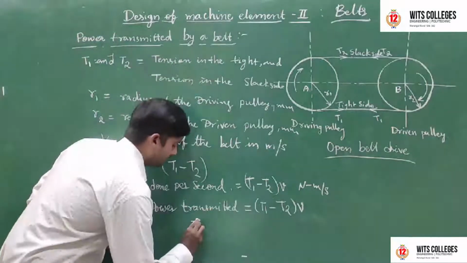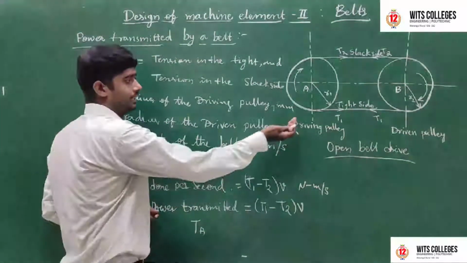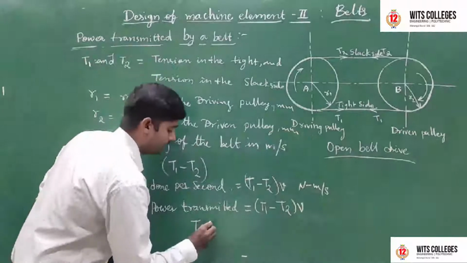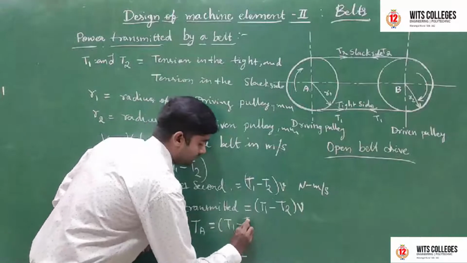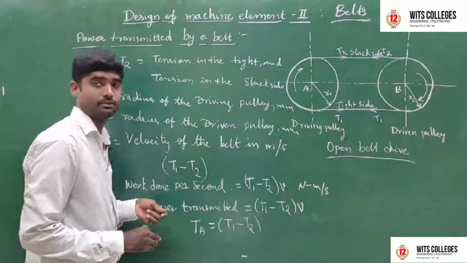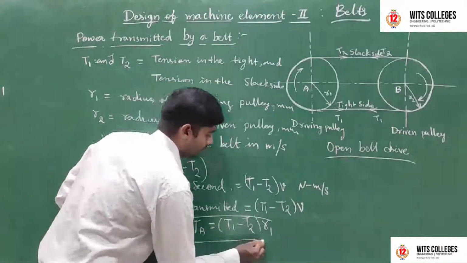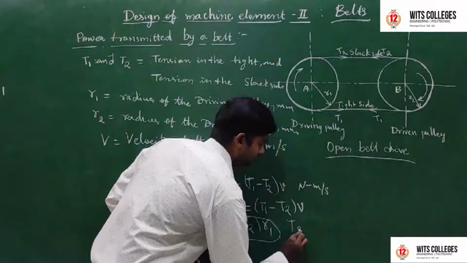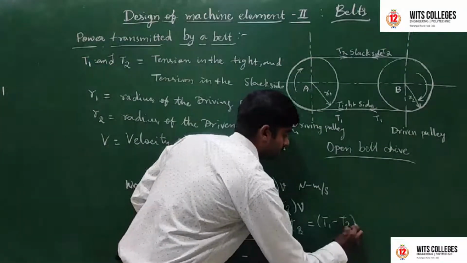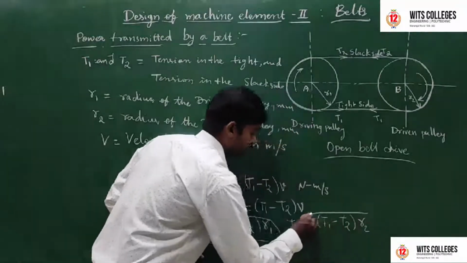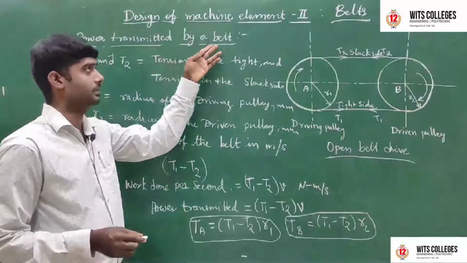Torque on the driving pulley, TA, is equal to T1 minus T2 into R1, radius 1. Next, torque TB is equal to T1 minus T2 into R2, the driven pulley radius. This is the power transmitted by a belt.